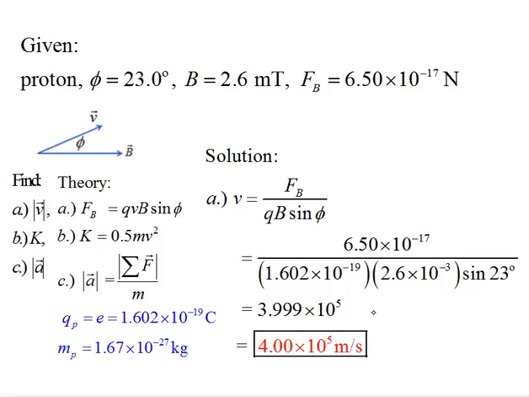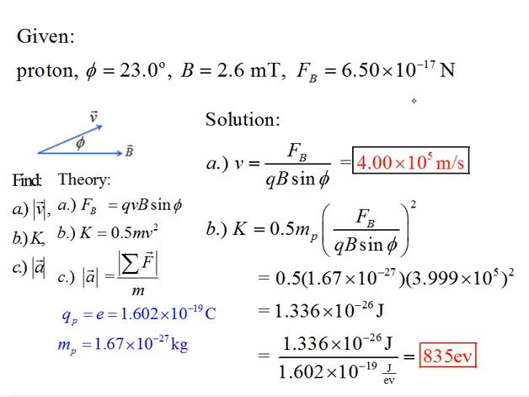So for part A, we can plug in using our SI units, and we solve to 4 significant digits, 3.999 times 10 to the 5th, and then we'll round that to 3 significant digits because our givens have 3 significant digits, so we'll use proper significant digits for our answer.